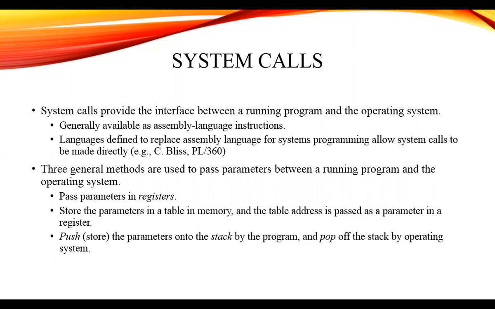It's generally available as assembly language instructions only. A language is defined to replace assembly language for system programming, allowing system calls to be made directly. Three general methods are used to pass the parameters between a running program and the operating system. The parameters may be in the registers. The parameters may be in a table in memory, and the table address is passed as a parameter in the registers. Then the stack is used.